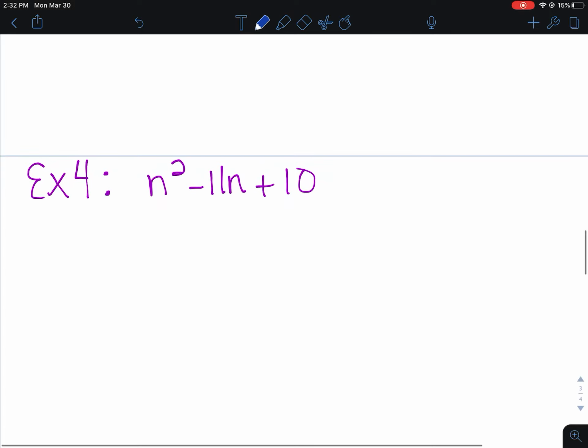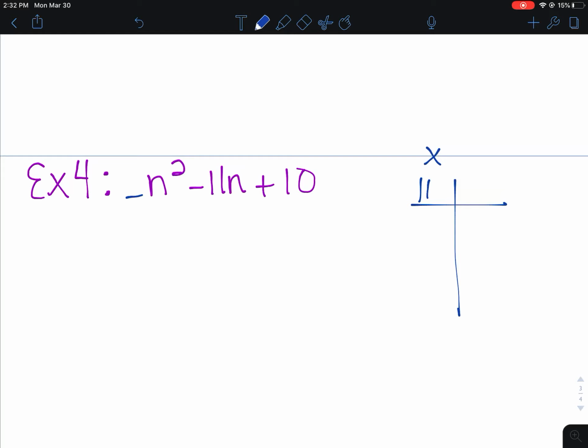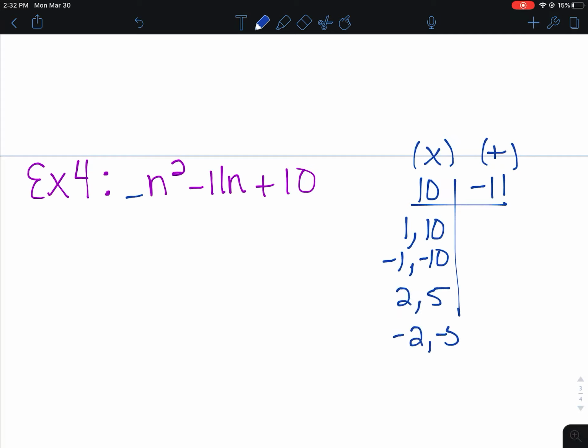All right, let's try another one together. N squared minus 11n plus 10. So again, it's a trinomial. There's no greatest common factor of all three terms, and a is 1. So I'm looking for what multiplies to 10 that adds to -11. Well, my possibilities are 1 and 10, or -1 and -10, 2 and 5, or -2 and -5. So I'm really listing them all out this time. If you can do this portion in your head, don't feel like you have to make a chart every time. I'm just doing it for a better visual.